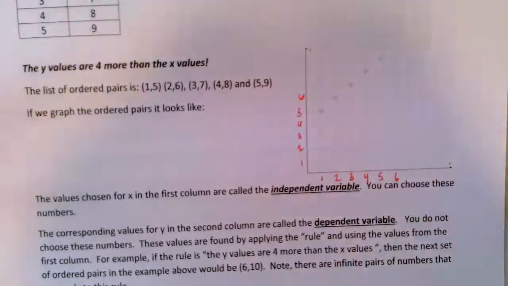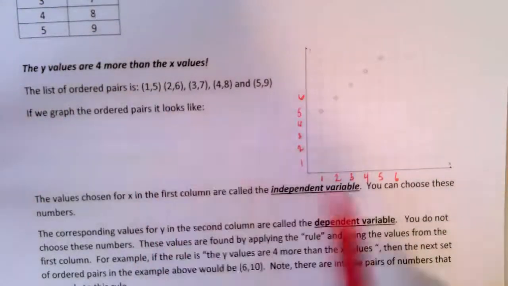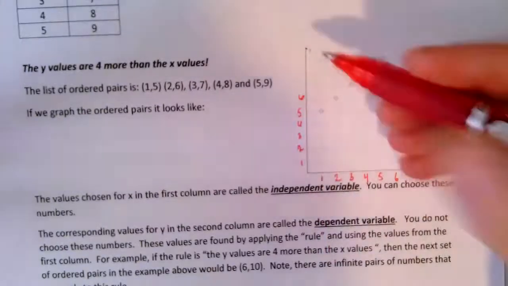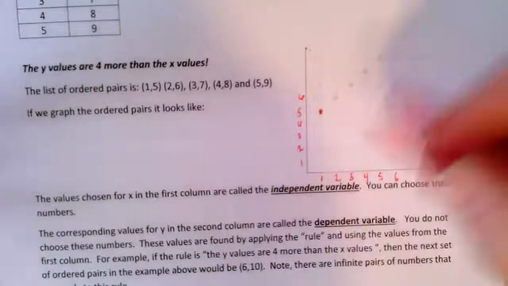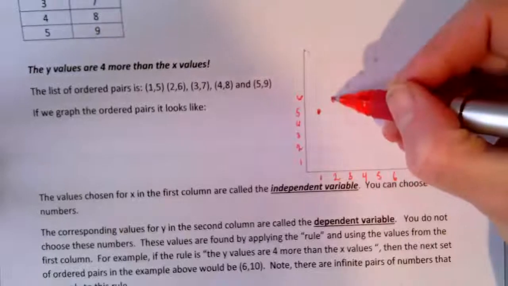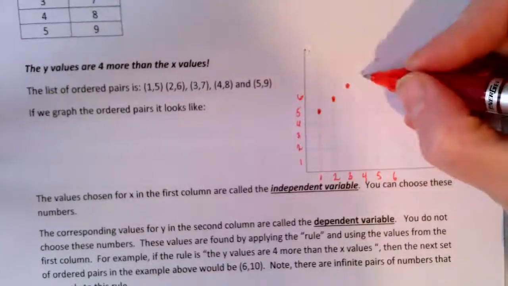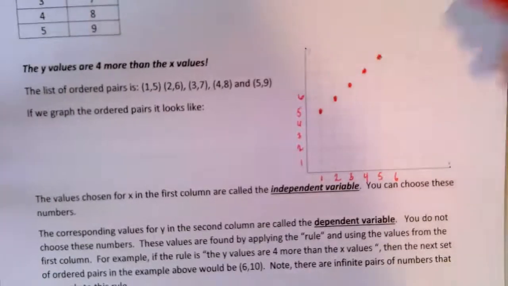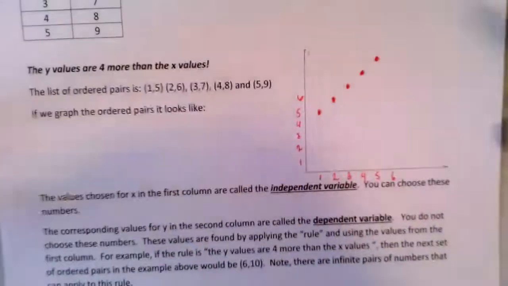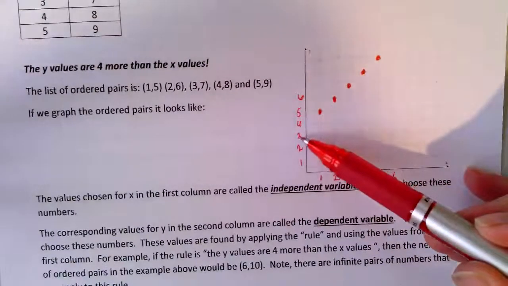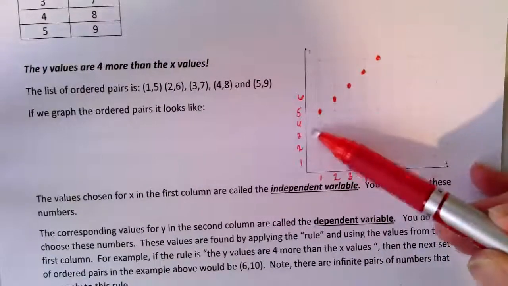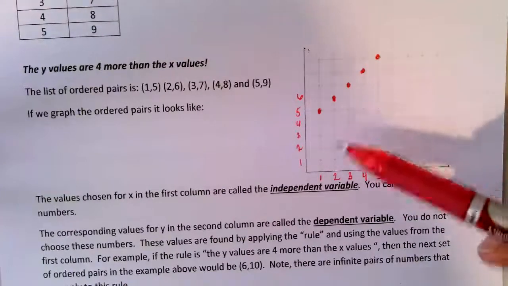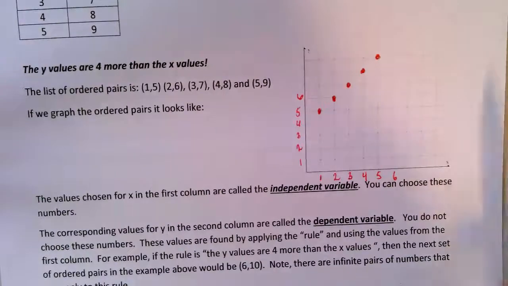And using our skills of plotting, this point is 1, 5. So you go 1 on the x-axis, and then you move up to a 5, and then you plot a point. And again, 2, 6, 3, 7, 4, 8, and 5, 9. And given that the numbers all line up, we can see that there is in fact a pattern. And I expect that pattern because I'm following the rules.